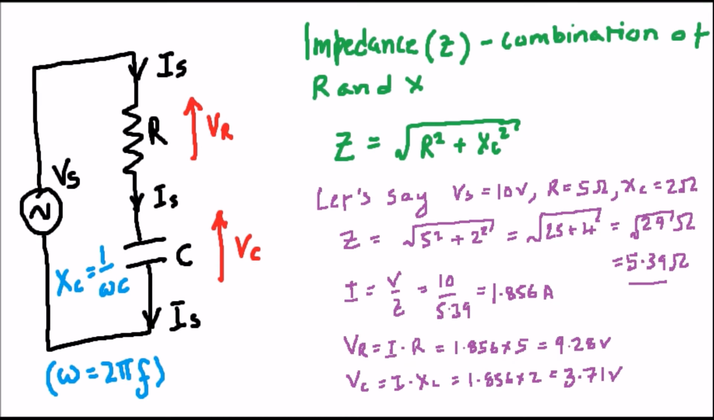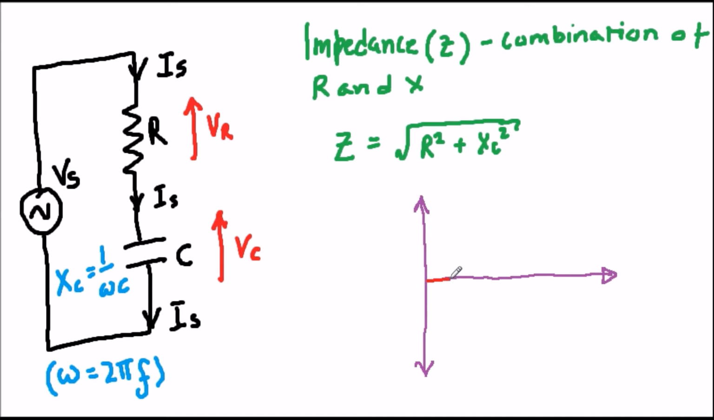But to see what's really happening, let's draw a phasor diagram. Because the current is constant, let's draw it along the x-axis. Now, the voltage across a resistor is in phase with the current through it, but the voltage across a capacitor lags the current by 90 degrees. We can draw this in on the diagram.